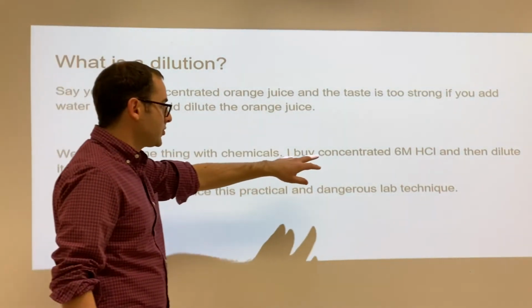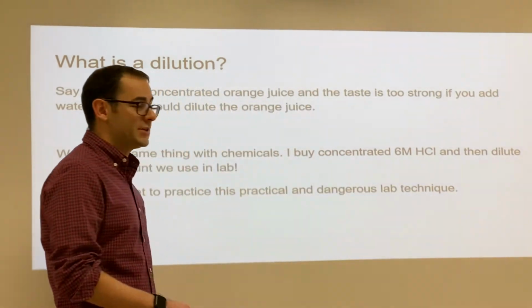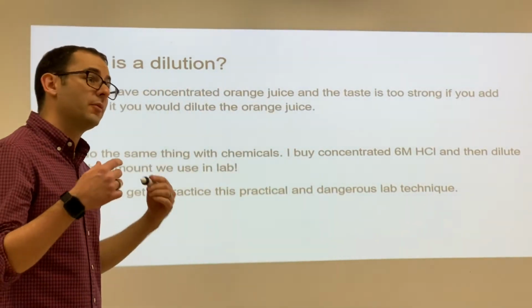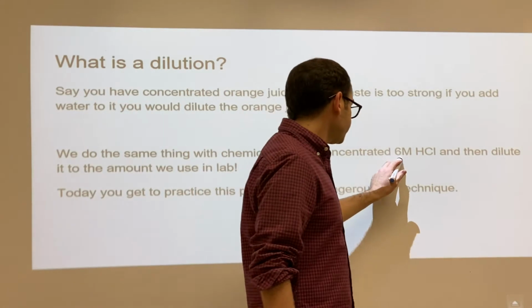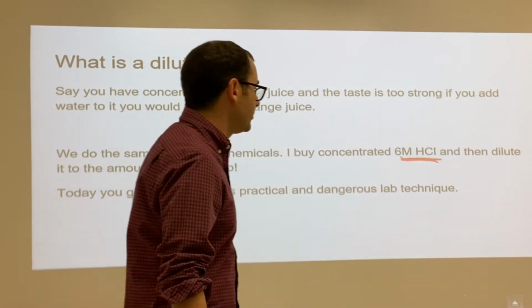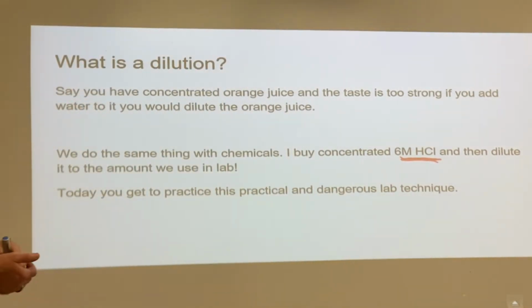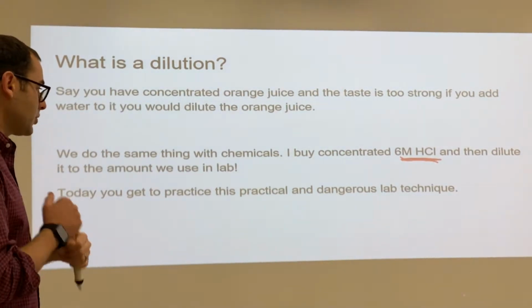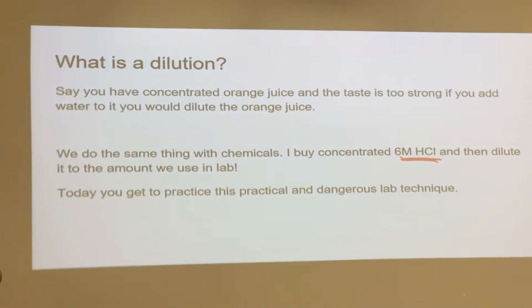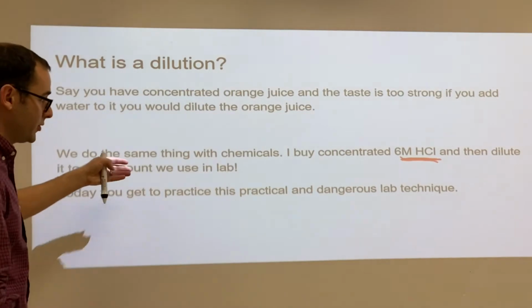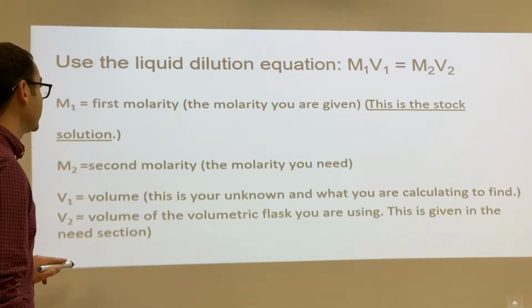I buy concentrated 6 molar hydrochloric acid. This is pretty strong stuff, it'll burn you. So we don't want to use this in lab. Usually we want to use a lower molarity hydrochloric acid. So what we'll do is we'll actually dilute it next week in lab to the amount that we want to use. So today you get to practice this practical and dangerous lab technique. So today we'll go over the theoreticals, and then in lab we'll actually go through and give it a try.